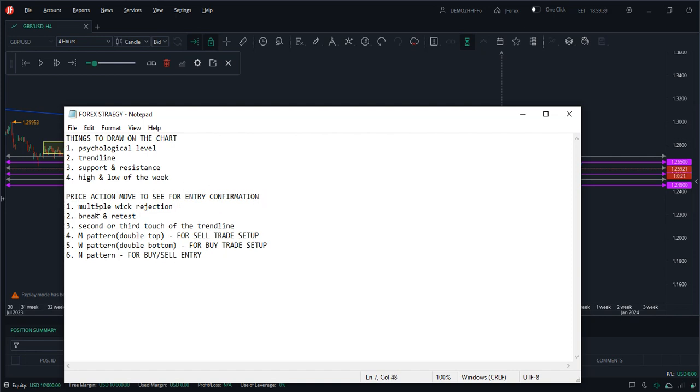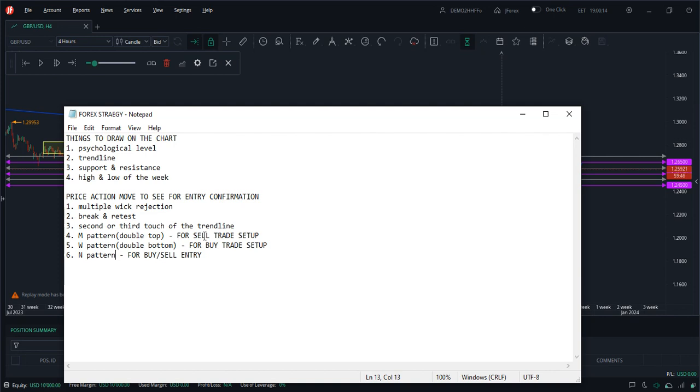Now, what we're looking for as entry confirmation is multiple weak rejection, break and retest, second or third touch of the trend line, M pattern, also called double top, for a sell trade, W pattern, also called double bottom, for a buy trade, and engulfing pattern for buy or sell entry. Now we use the engulfing pattern for our entry. We might not see all of these in our trade, but if we see at least three of them, we are good to go.